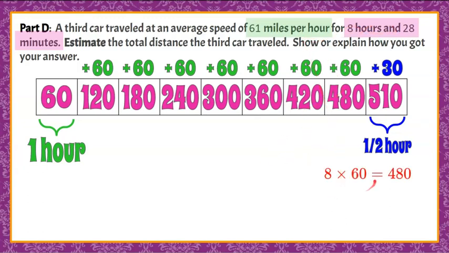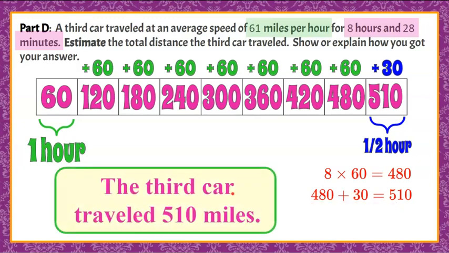So another way to look at this is we know that we're going to do 8 hours for 60 miles. So 8 times 60 is 480. And then we're going to do an additional 30. And that's 510 miles. So we know that the third car traveled an estimate of 510 miles.